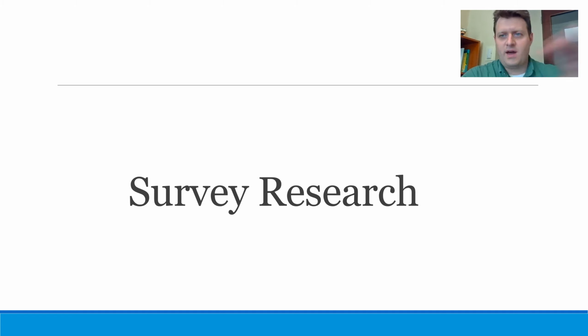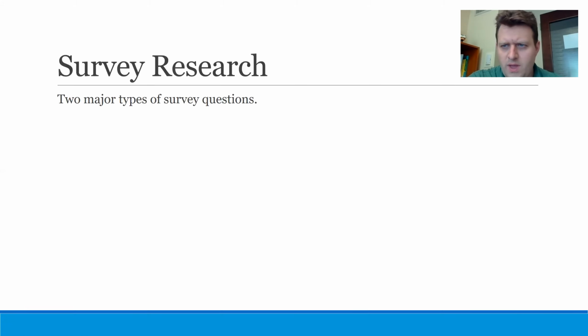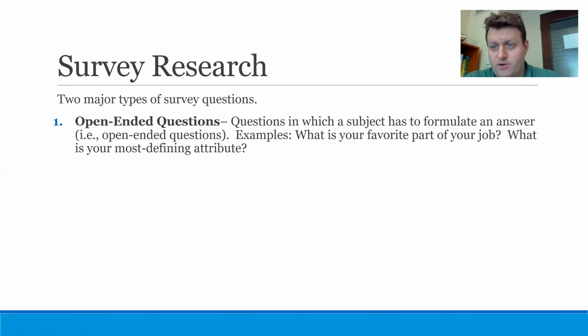A lot of studies in psychology, especially in the corona age, are done online, and we collect a lot of information from surveys. So let's talk about two major kinds of survey questions. The first kind of questions are open-ended questions. Here we get the subject to write in or type in an answer. So some examples of this: what's your favorite part of your job? What's your most defining attribute? All right, so we get somebody to actually respond to this.